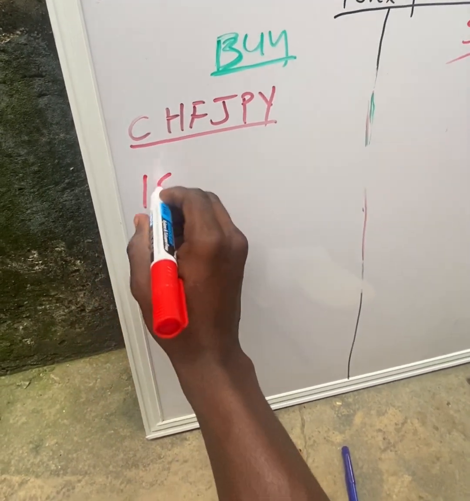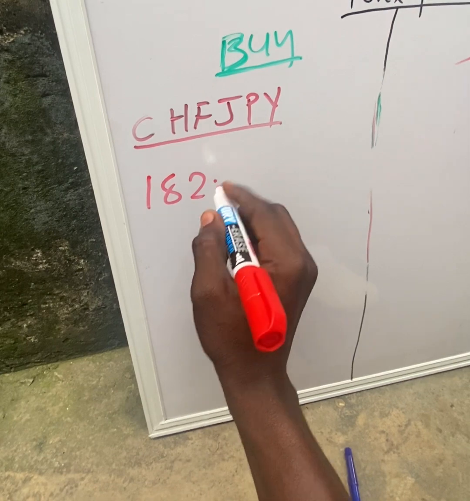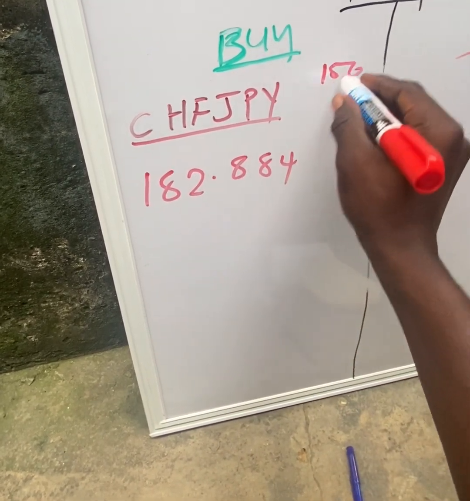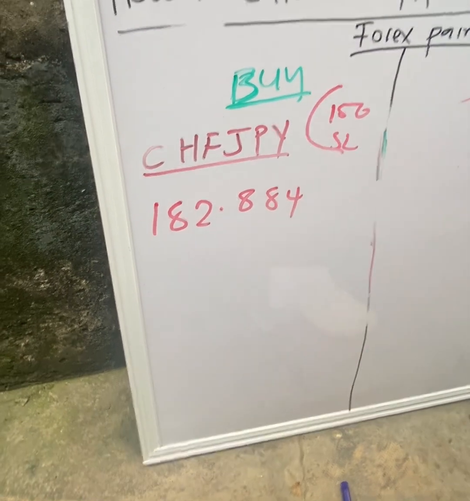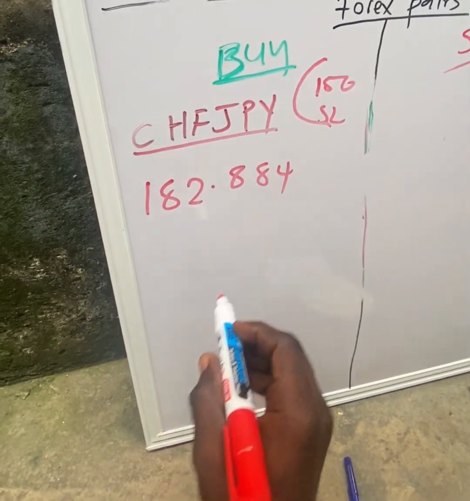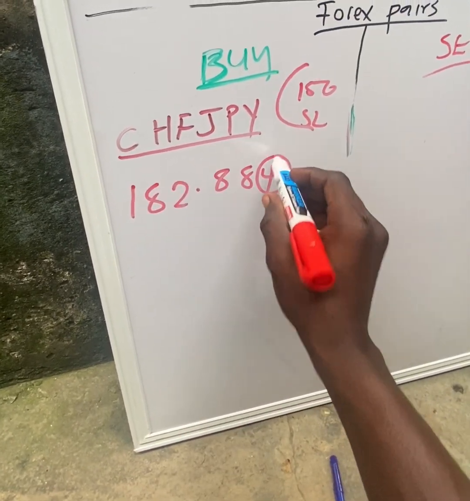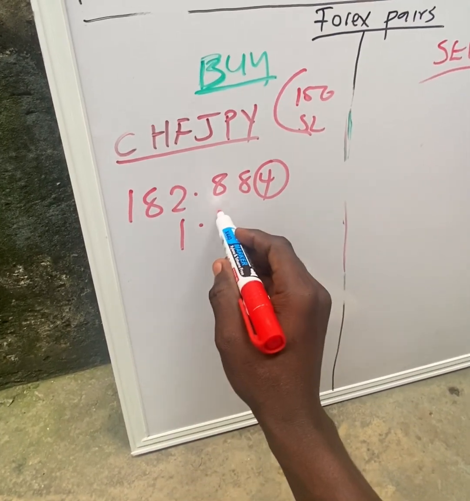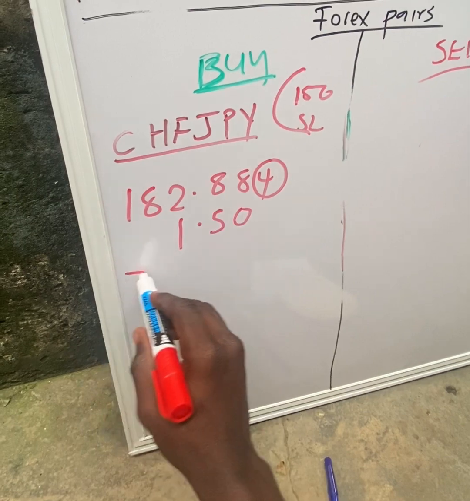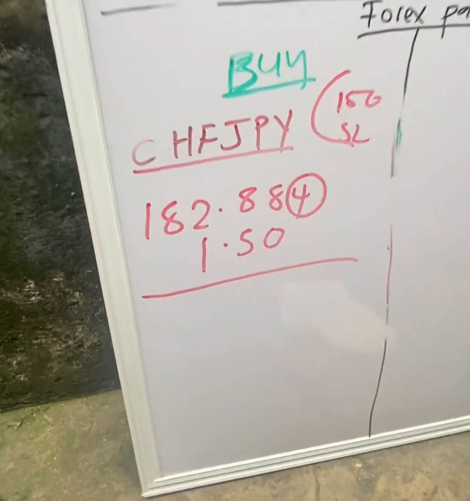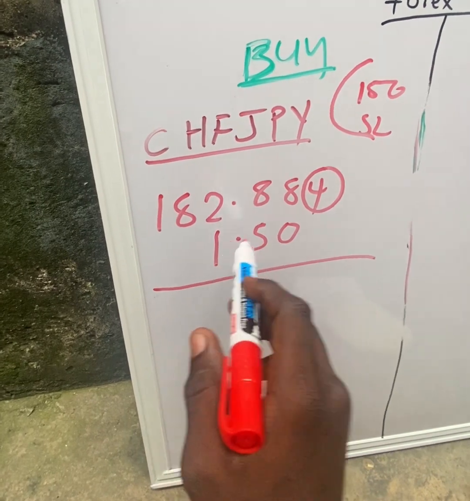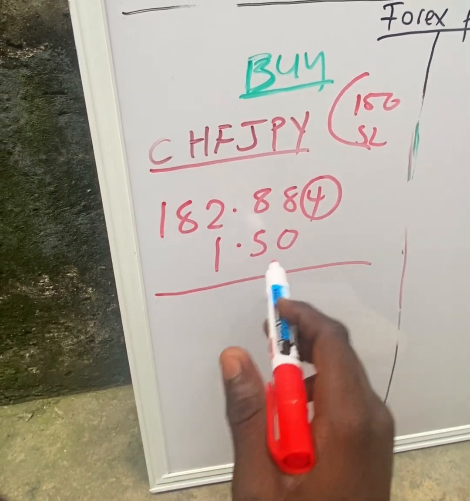Our current market price is 182.884. So we have a 150 pips stop loss. How do we deal with that? We know we are going to ignore this guy at first. Then we'll place our 1, put your points here, then we'll put the 50 here. So this is the 150. This is how you place the 150 pips. This is 1.50, which is 150 pips.